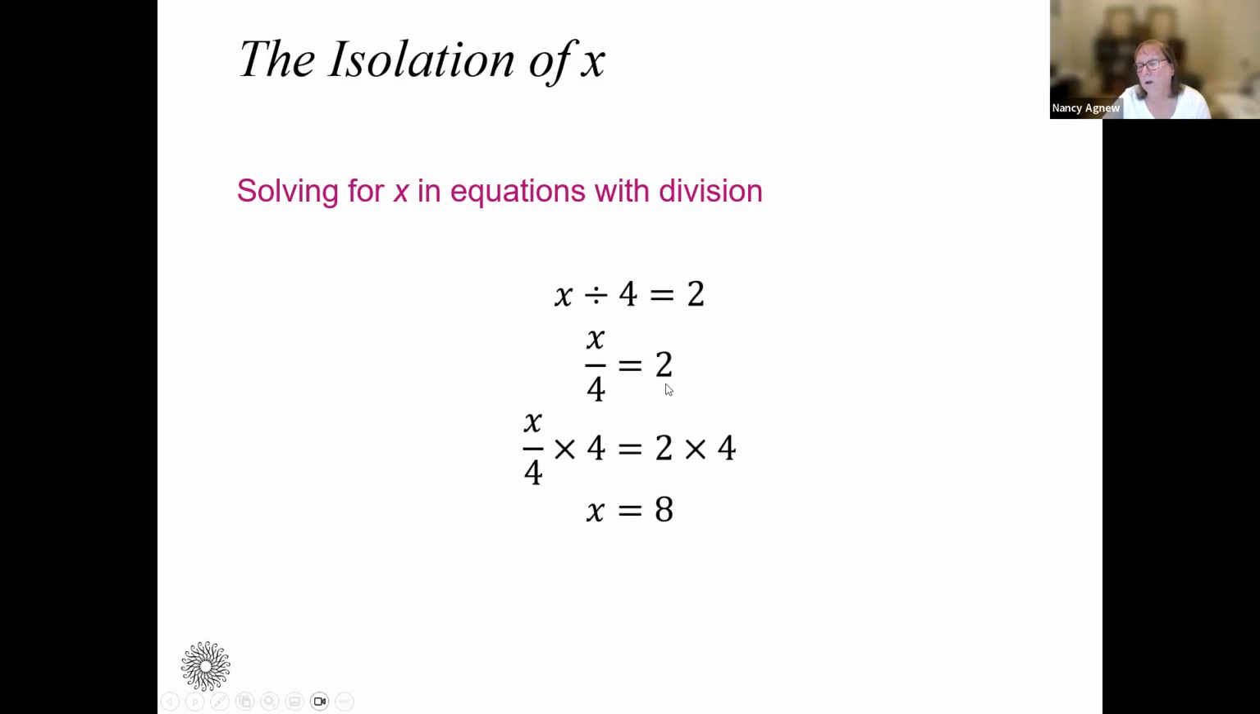And of course, since I'm multiplying by 4 on the left side of the equation, I have to do the same on the right side. So 2 times 4. So x equals 8 in this instance.